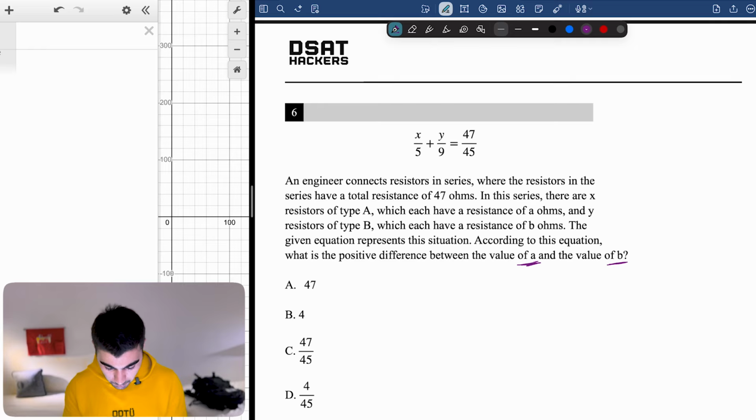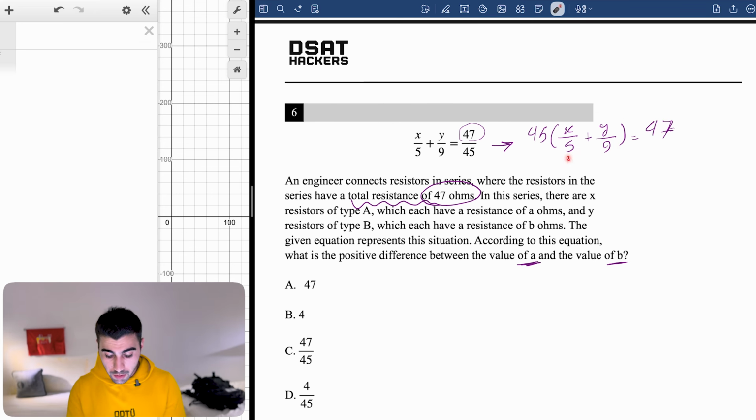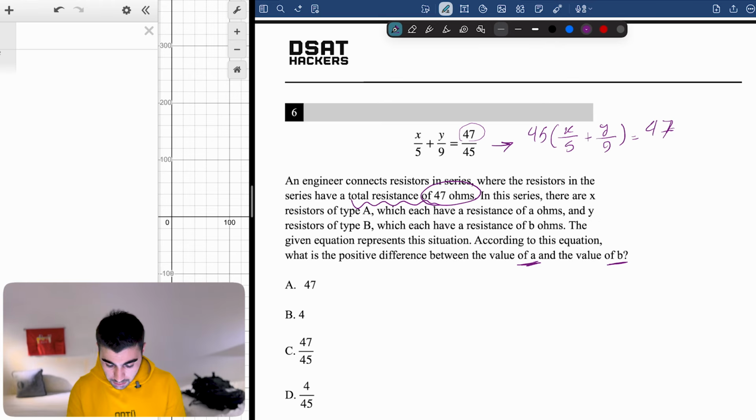So for this one, we know that the total resistance is 47 ohms, and looking at here, I can see 47 ohm here. So let's change this equation to make it equal to the total resistance, right? So I'm going to multiply both sides by 45. So that's going to give us 45 times x over 5 plus y over 9 equals 47, right? So now this equation is basically the total resistance is equal to total resistance. We can simplify this equation, of course. We can multiply 45 inside parentheses. So that's going to give us 9x plus 5y equals 47.